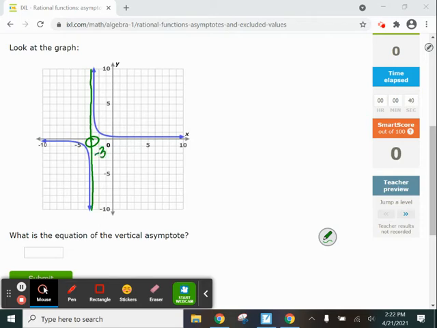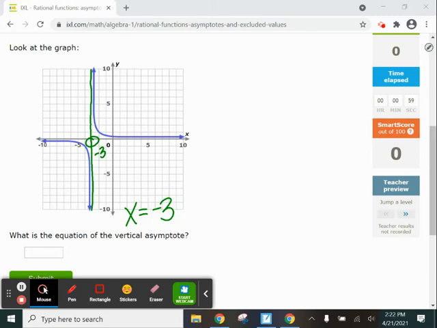Vertical lines have an equation of x equals. So that means the equation of your vertical asymptote is going to be x equals -3. You must type in the x equals with this or you will not get a correct answer.